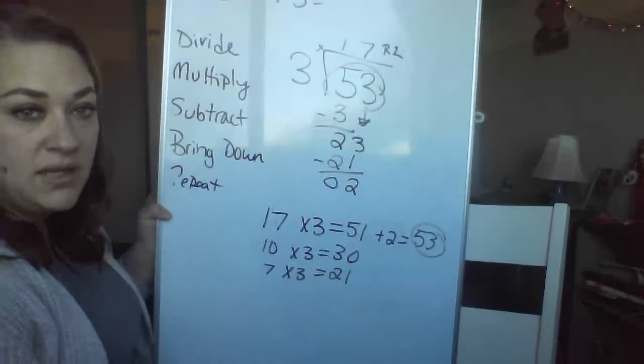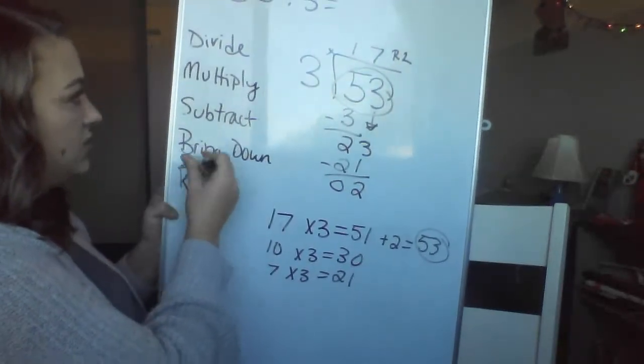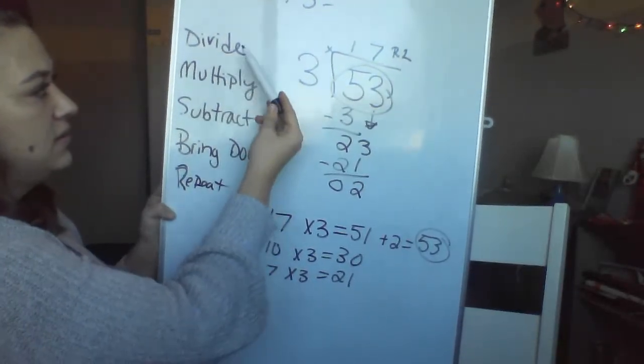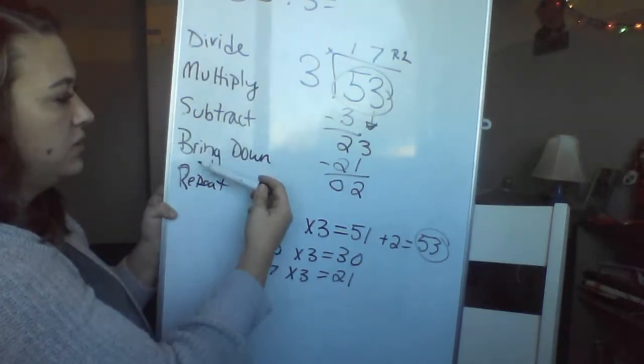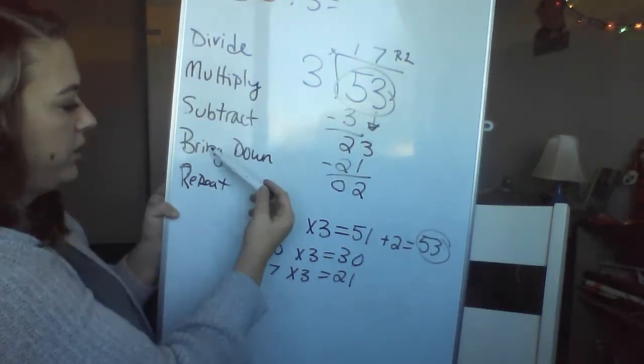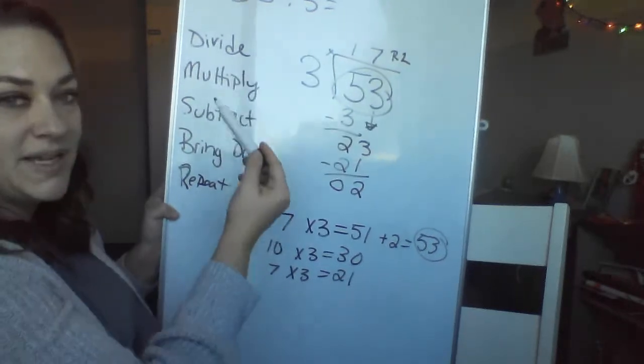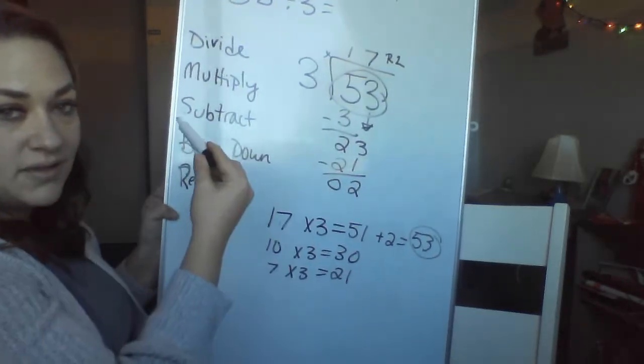Okay? So when you guys are doing this on paper, make sure you write your steps down. Does McDonald's sell burgers raw? Dad, mom, sister, brother, Rover. Divide, multiply, subtract, bring down, repeat. Okay?